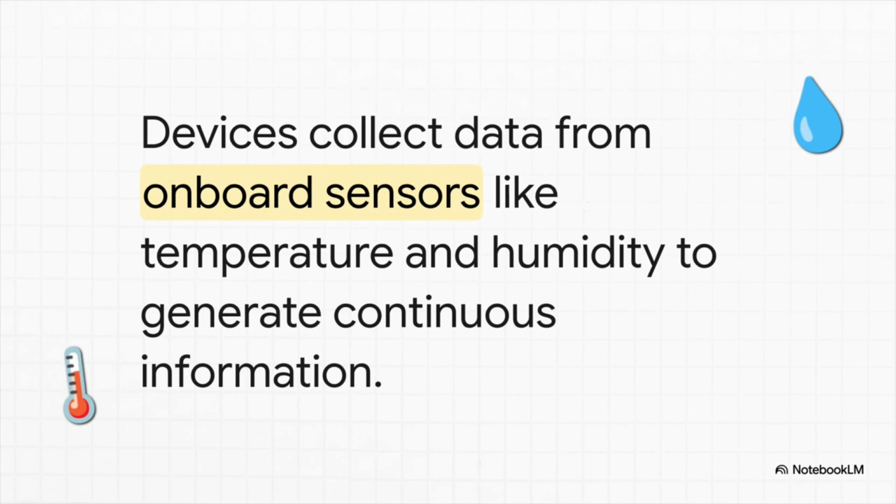Those sensor interfaces are absolutely critical. Think of them like the device's 5 senses. They collect data from onboard or attached sensors. We're talking temperature sensors, humidity sensors, light intensity sensors, and they're constantly translating that raw environmental data into a continuous stream of digital information.